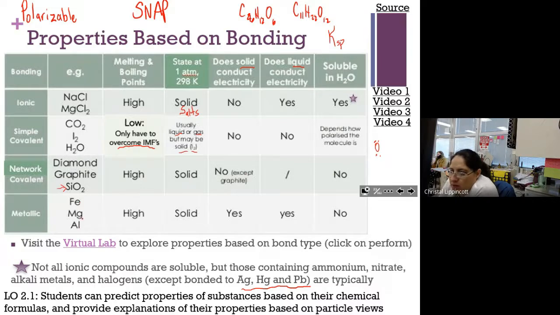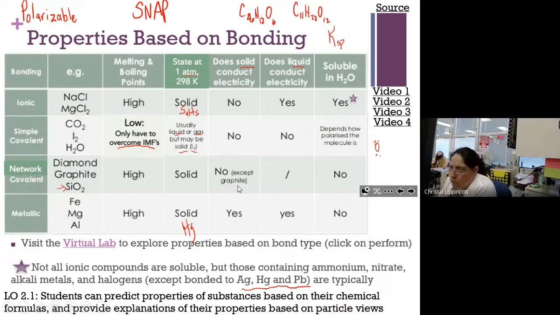Metallic, then, examples of metallic bonding, high melting points, typically, although some of them have lower ones like gallium. Most of them are solids at room temperature. Mercury is one of your exceptions, but we don't really come in contact with that anymore because its vapors are poisonous. The solid then will conduct electricity. You've got copper wiring, and the liquid will conduct electricity, and then typically not soluble in water.